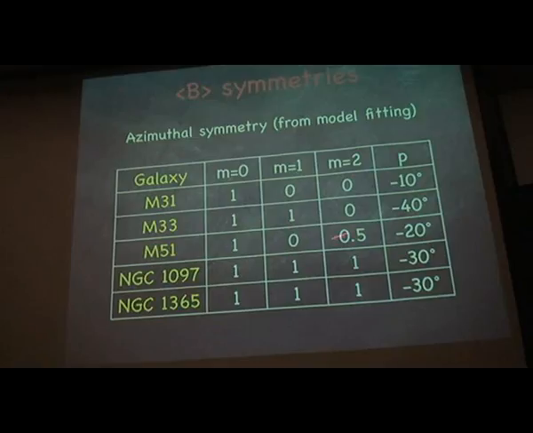In the case of M51, we have a low amplitude m=2 mode. The numbers here refer to the relative strength of these higher modes relative to the axially symmetric mode. So basically, the axially symmetric mode is the strongest, or the equally strongest mode. It's required to describe the large-scale field in all of these galaxies.